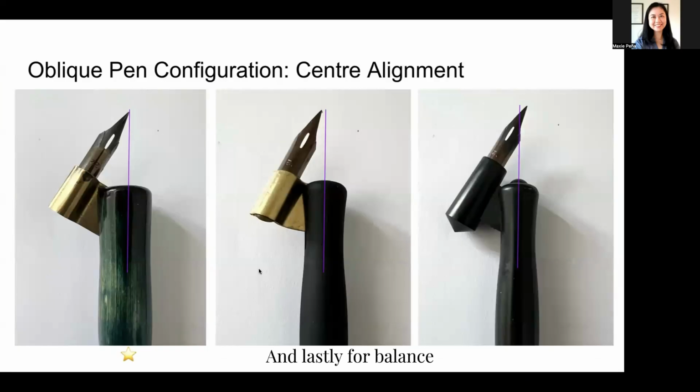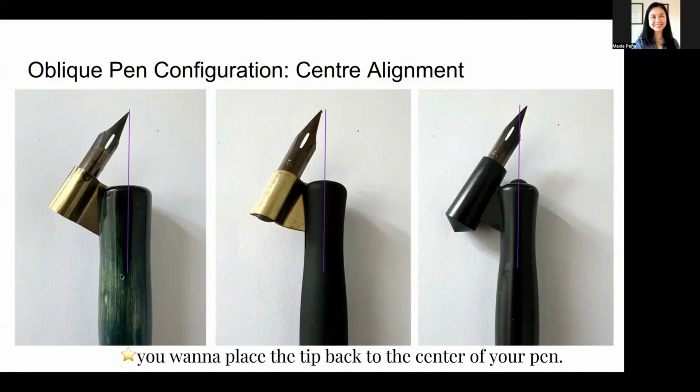And lastly, for balance, you want the tip of your nib to be aligned to the center of your pen. By having a metal flange here, you've dislodged the nib to an angle. So in order for it to feel more natural for you to write, you want to place the tip back to the center of your pen.